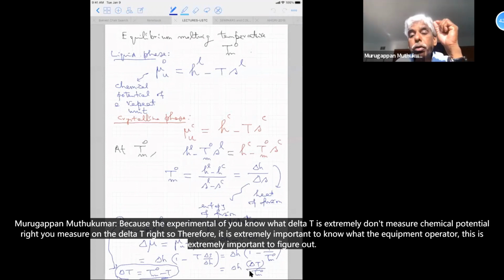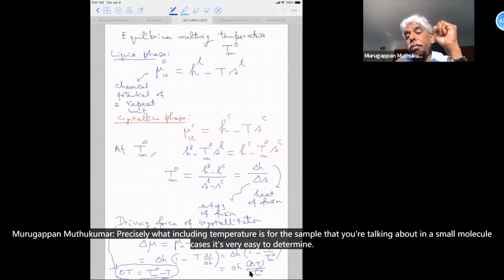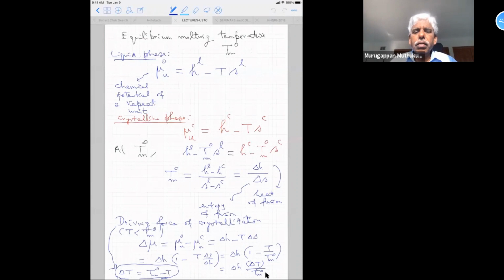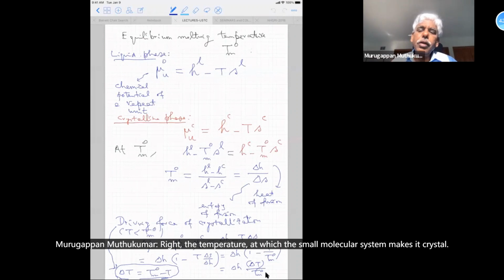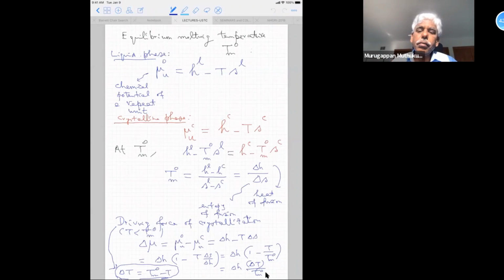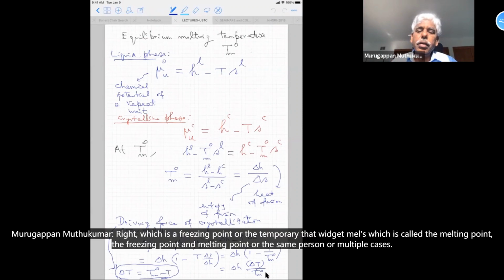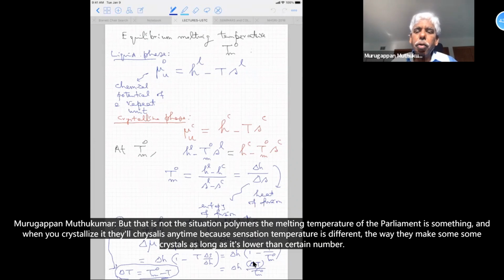It's extremely important to figure out precisely what the equilibrium melting temperature is for the sample that we are talking about. In small molecular cases, it's very easy to determine the temperature at which the small molecular system makes a crystal, which is a freezing point, or the temperature at which it melts, which is called the melting point. The freezing point and melting point are the same for small molecular cases. But that is not the situation with polymers.